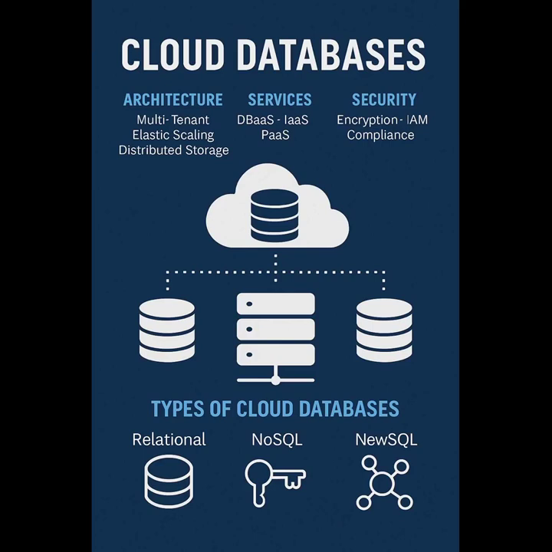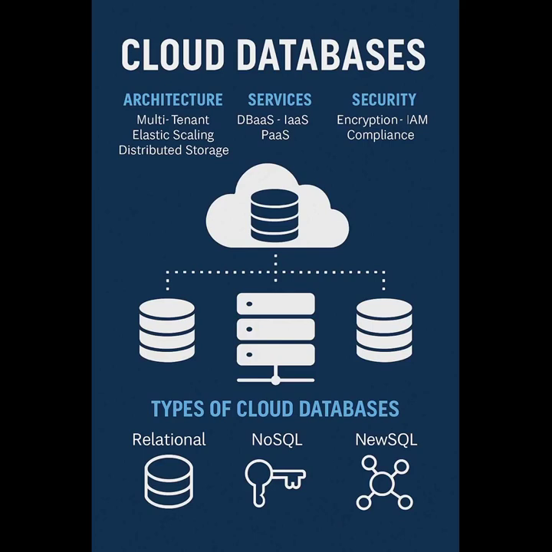2. Architecture of cloud databases. Cloud database architecture generally includes multi-tenant architecture. Multiple customers share the same infrastructure but have isolated databases. Elastic scaling, automatically scale up or down based on demand. Distributed storage, data is replicated across multiple servers and regions for fault tolerance. Decoupled storage and compute, improves efficiency by separating data storage and processing units.